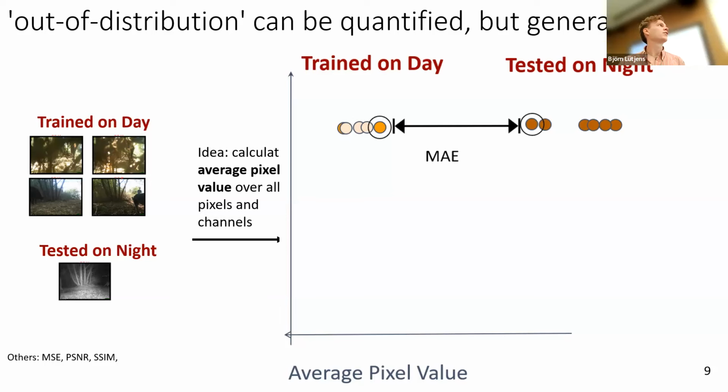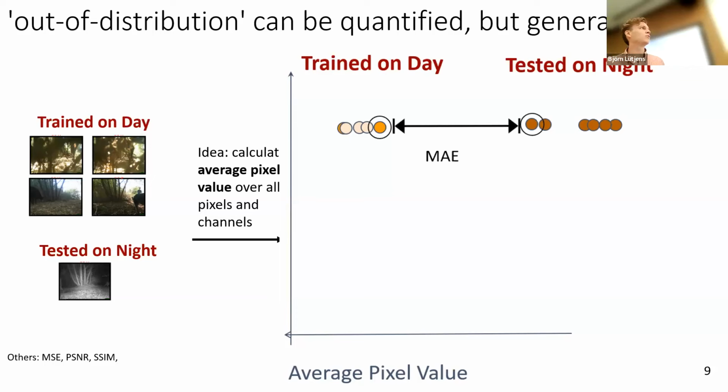For example, if we have this data set of daily imagery and the test data set of night imagery, we might have the idea to calculate the average pixel value across the whole image. And then we might expect that the images collected during the day have a higher average pixel intensity than the ones collected during night. Then we could calculate that average pixel intensity across the whole training data set and across the whole test data set, and then measure the distance. For example, the pixel value average is 50 out of 255 on the test data set, and it's 100 on the training data set, and then the distance between those would be 50. So that's one way where you can say, okay, now I quantified that my test data set is exactly 50 away from my training data set.